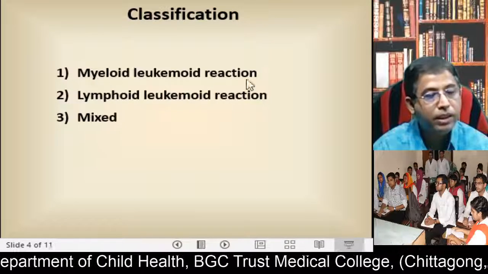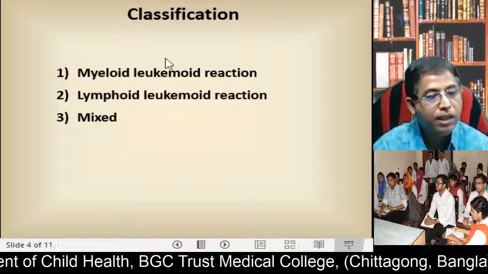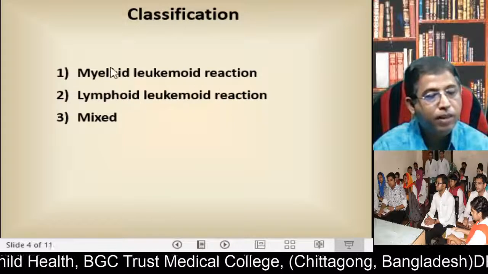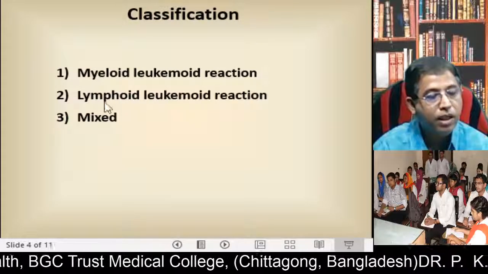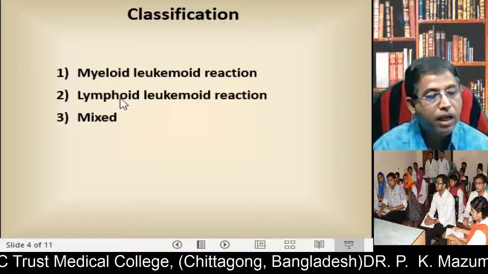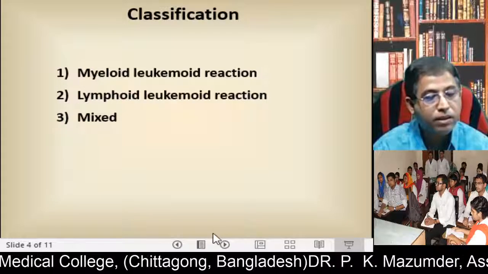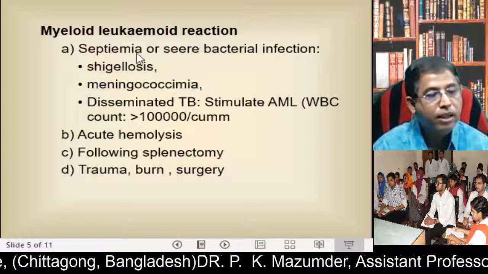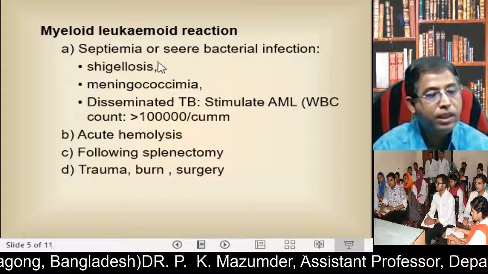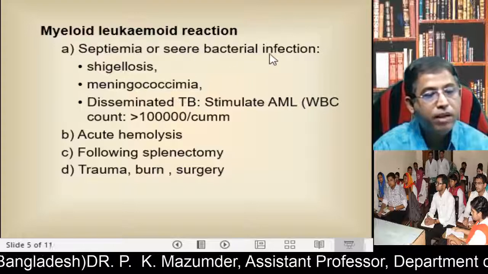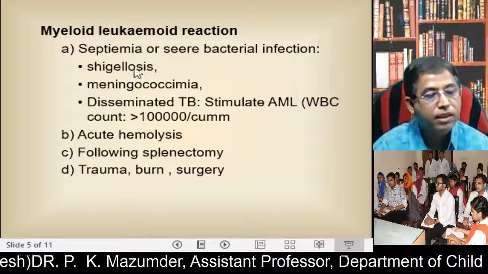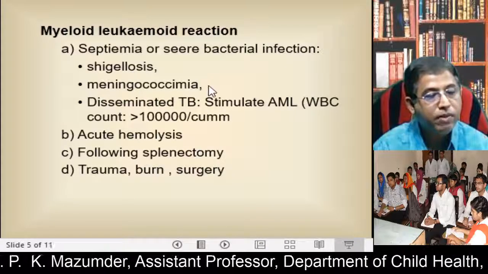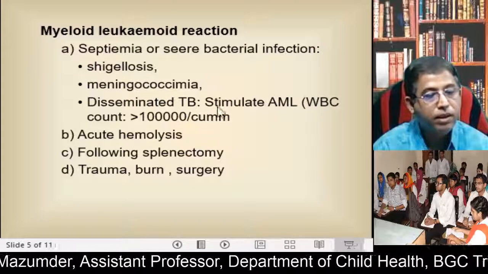Now classifications: myeloid leukemoid reaction, lymphoid leukemoid reaction, and mixed. In myeloid leukemoid reaction, there are myeloblasts, myeloid cells are increased. In lymphoid leukemoid reaction, lymphoblasts or lymphocytes are increased, and in mixed there are myeloid and lymphoid cells. In myeloid leukemoid reaction, you may get this picture in septicemia or severe bacterial infection such as shigellosis, meningococcemia, disseminated TB, simulating AML.